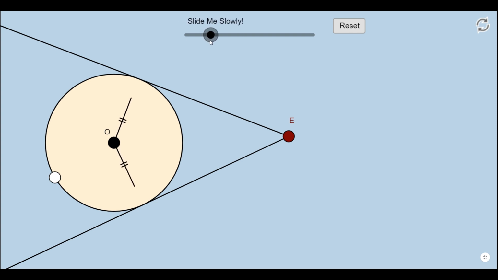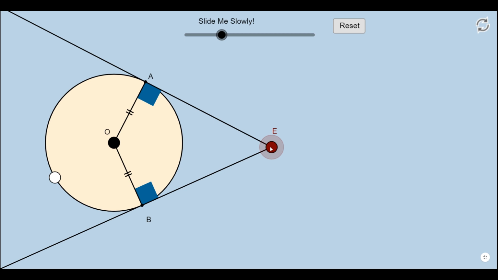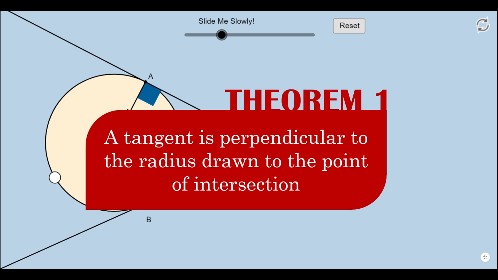Can you see the radius? And you know what this means? It says that the radius is perpendicular to the tangent line. See, it's perpendicular. That's basically our first property or first theorem. It states that a tangent is perpendicular to the radius drawn to the point of intersection.